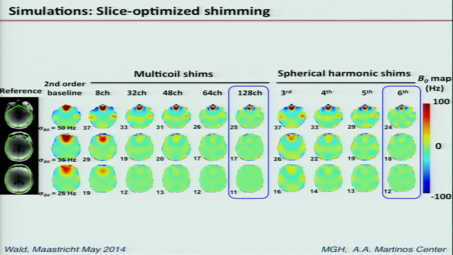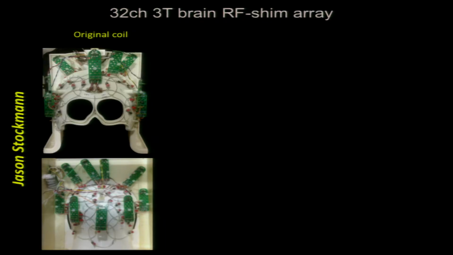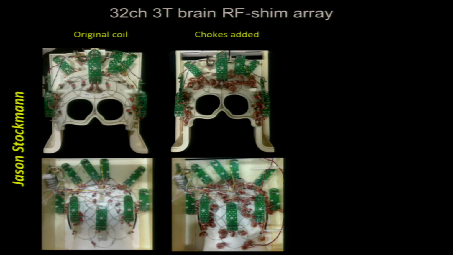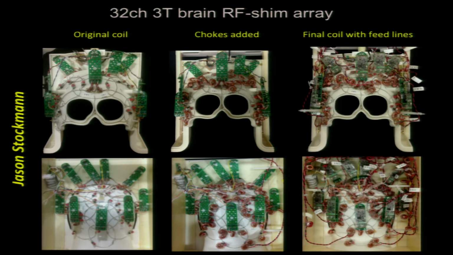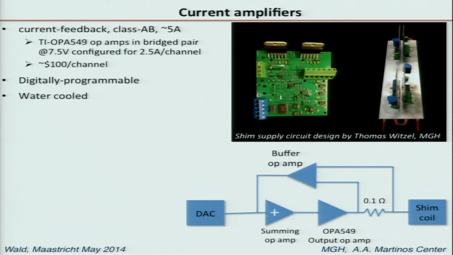And the 128 is equivalent to roughly a full set of 6th order spherical harmonics, which is a completely unwieldy beast to try to make. So I really think that this is the way to get it done. So we decided to try to build one, a 32 channel coil. We added the DC stuff. Gets a little bit messy, I must admit, and a lot of work.